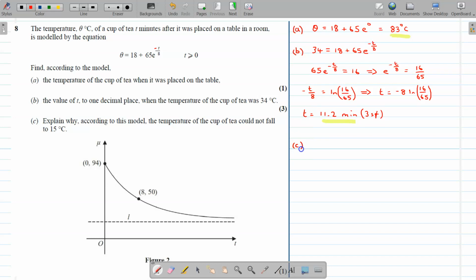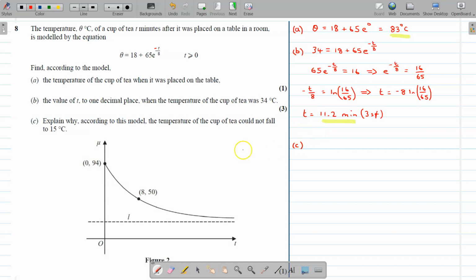Right, and now part C, and what it's asking here is to explain why the temperature could not fall to 15 degrees C. So in other words, what we're looking for is the horizontal line that the temperature approaches but never quite reaches. By the way, this graph is a different situation to the one described here, which comes up in part D of the question in a minute.